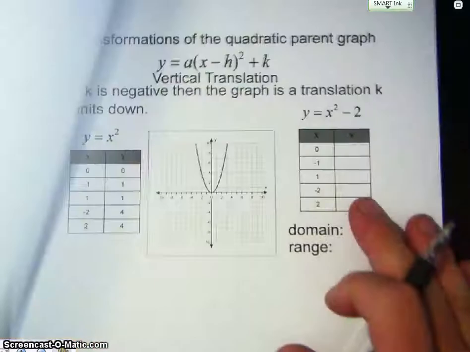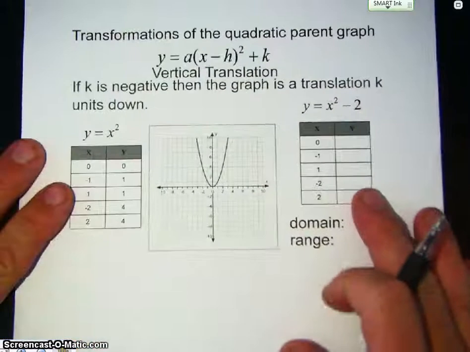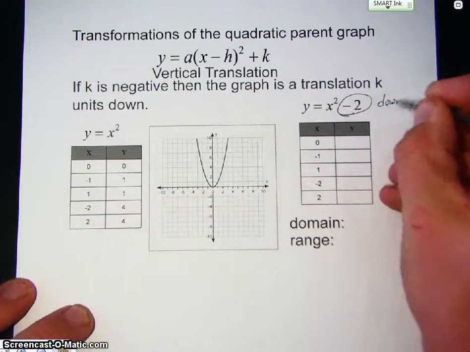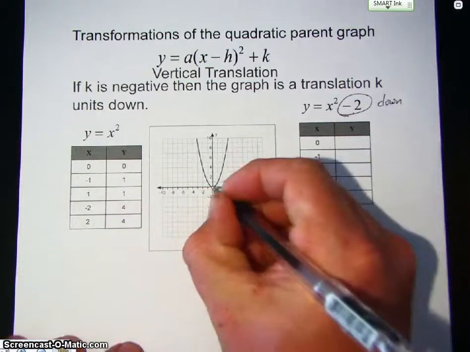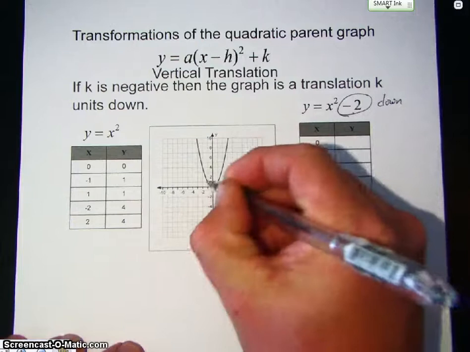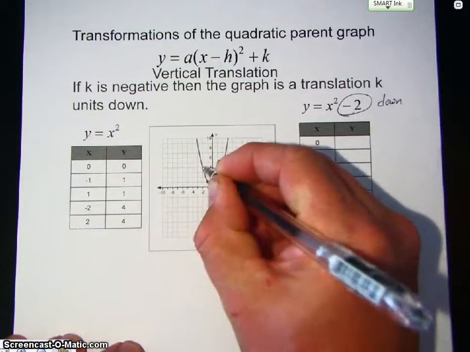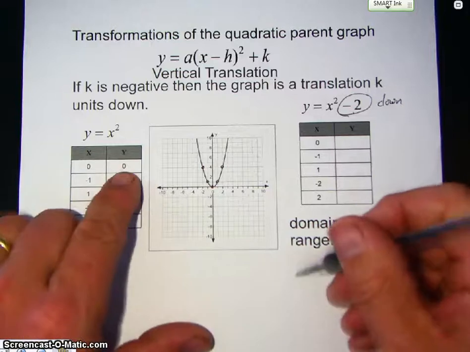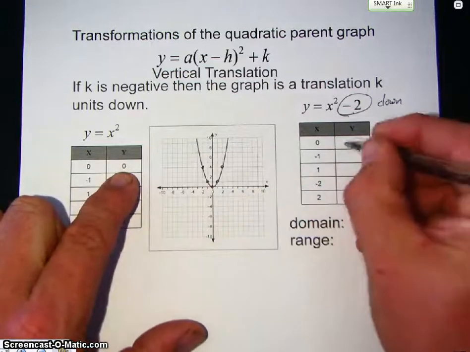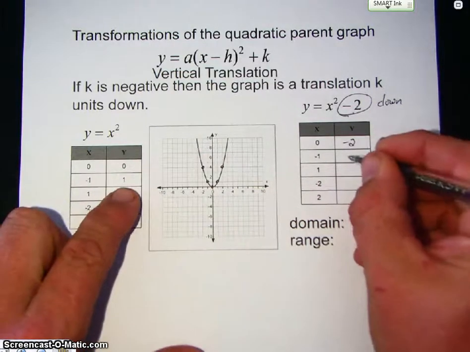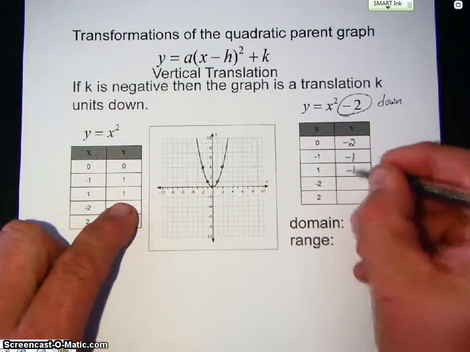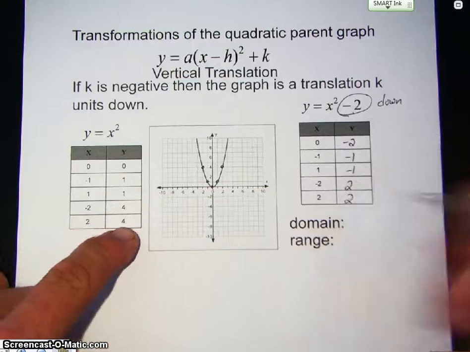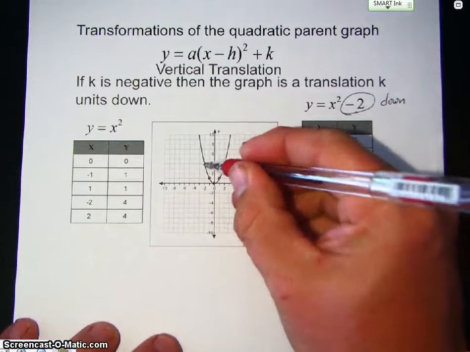So look at the next example. Alright, here, negative 2, so that means I'm going to go down 2. So that means each of these points again will all go down 2 units. So if it was at 0, 0, now it's at 0, negative 2. This will be at negative 1, negative 1. 4 minus 2 is 2. And 2. So in other words, each of these points will go down 2.